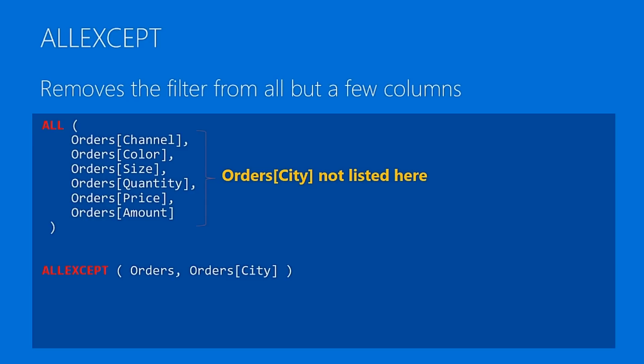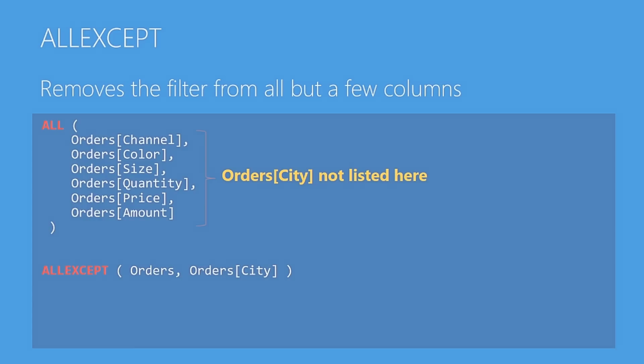Sometimes you want to do all on many columns, and you want to only avoid a few of them, maybe only one. So you can want to do all of channel, color, size, quantity, price, amount, and you don't want to put city there. In that case, instead of writing the list of everything, you can do the opposite and say, well, let's use all except. All except orders order city does all on all the columns except on the city. Again, it's not very commonly used. I just wanted to show you it exists because we will use it probably later today.